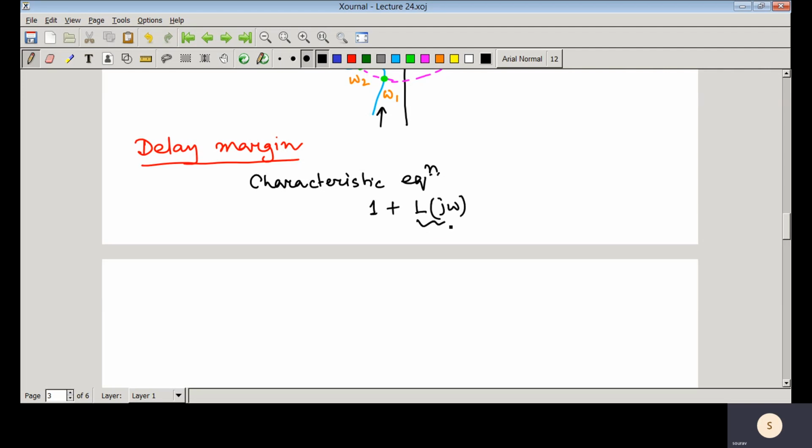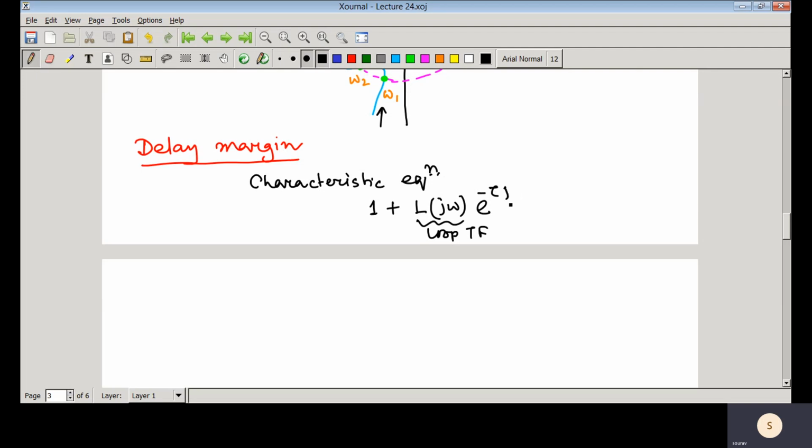So L is that loop transfer function, so this one is equal to 0. But whenever there is some delay, there would be one exponential term that we have seen, e to the power minus tau s. So now we are discussing that frequency response.